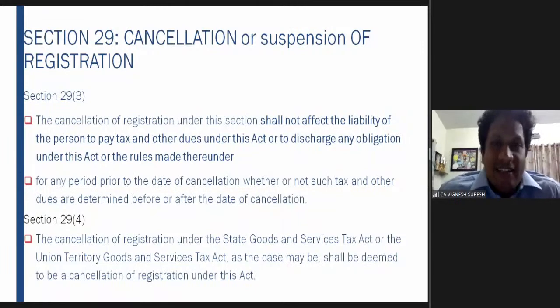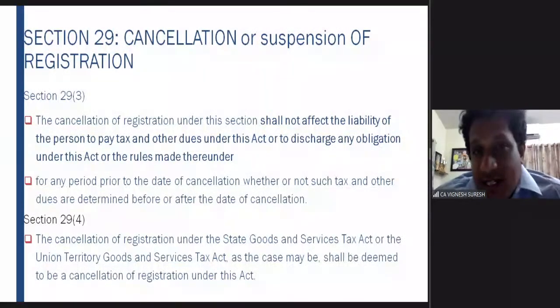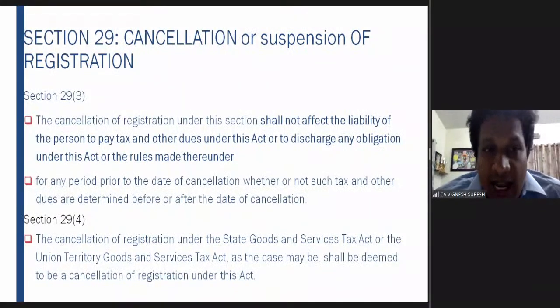Now, a very, very interesting subsection, 29 subsection 3. The cancellation of registration shall not affect the liability of the person to pay the tax and other dues or to discharge any obligation under this Act or the rules made thereunder.